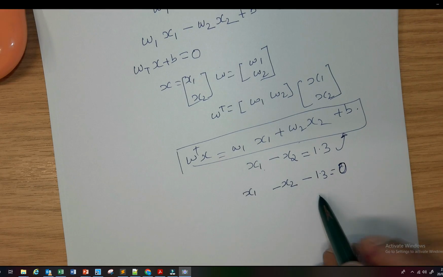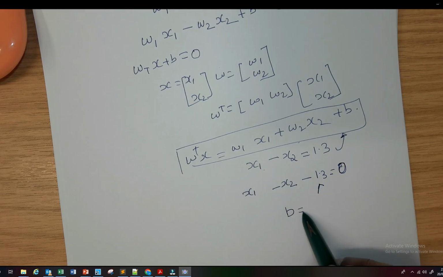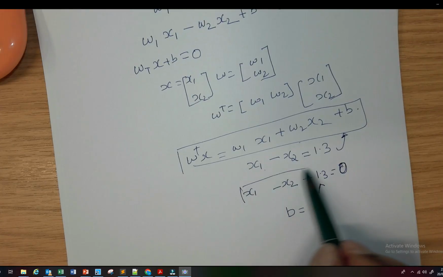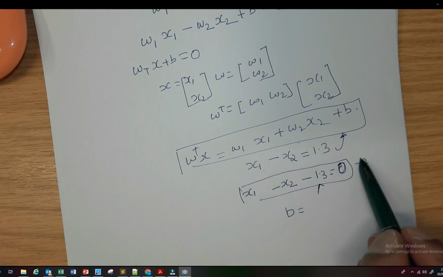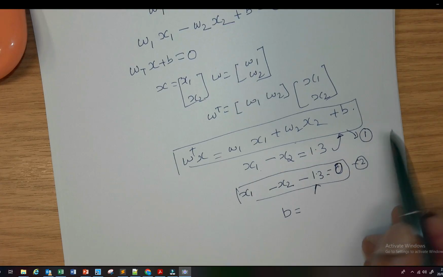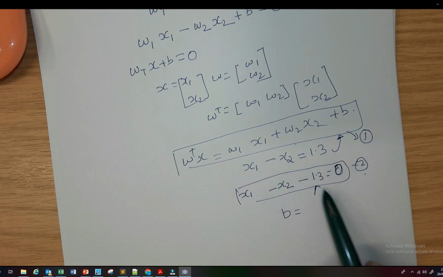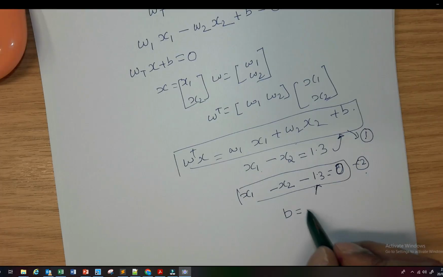So what does that mean? Now this means b, if you compare, let's say this is equation 2 and the equation of the hyperplane is equation 1. If you compare 1 and 2, it's clear that b is equal to minus 1.3, isn't it?